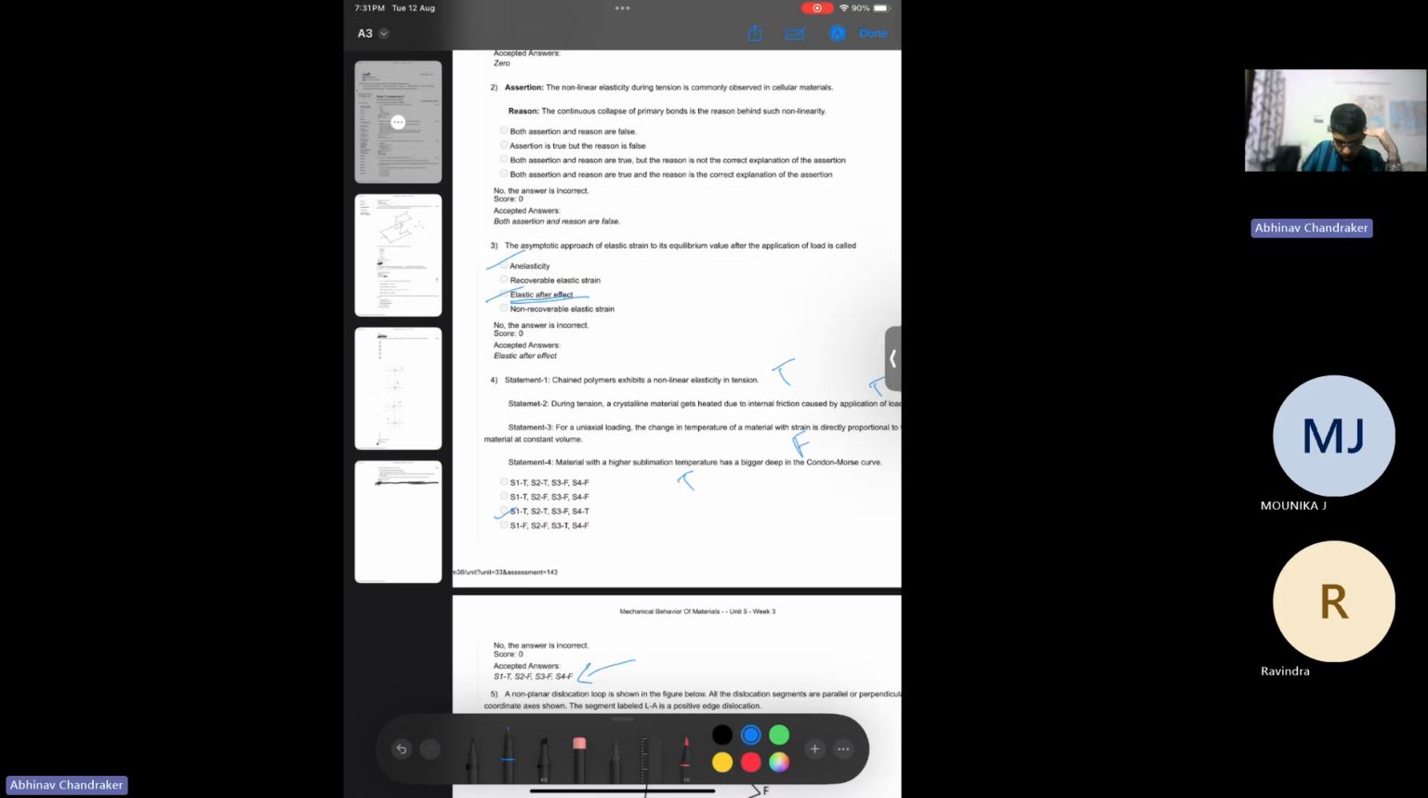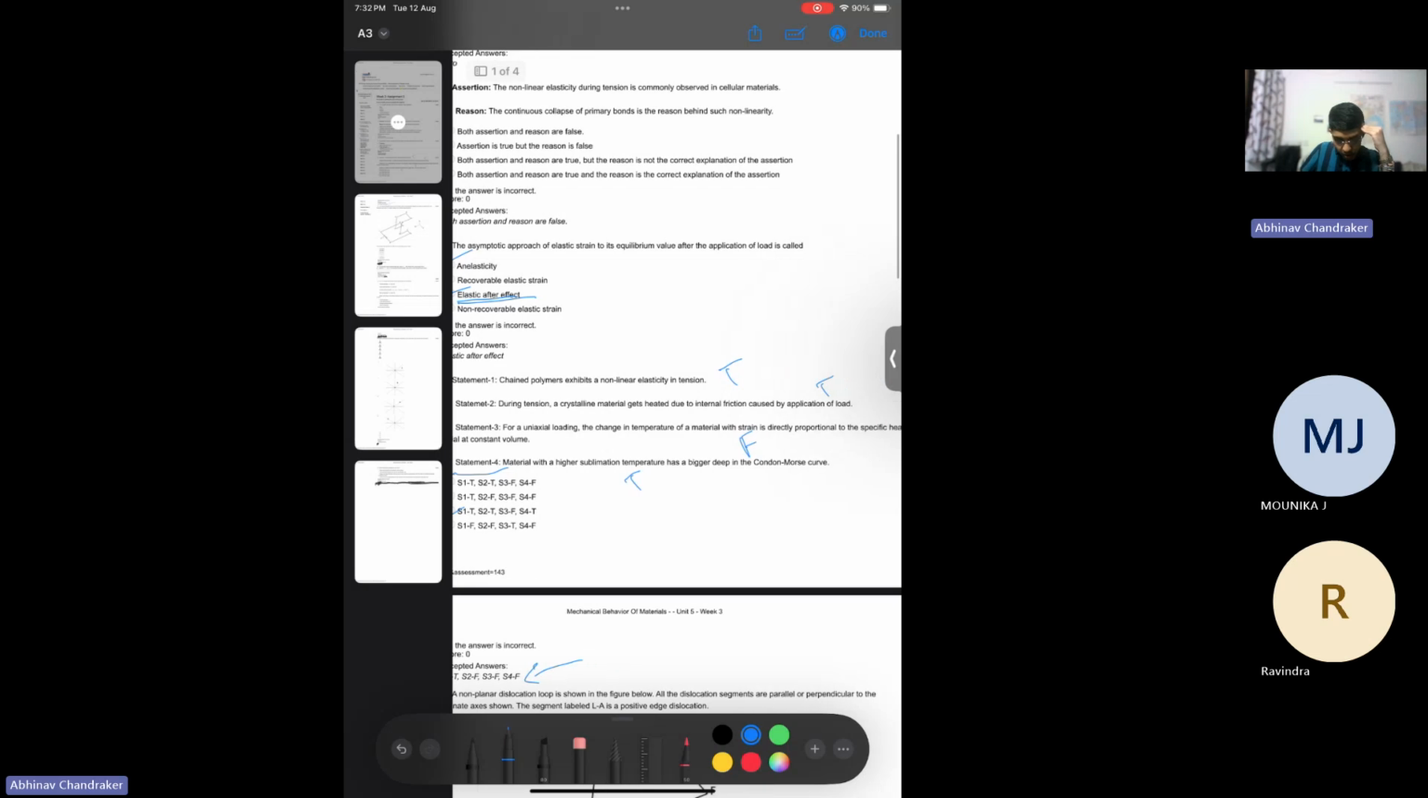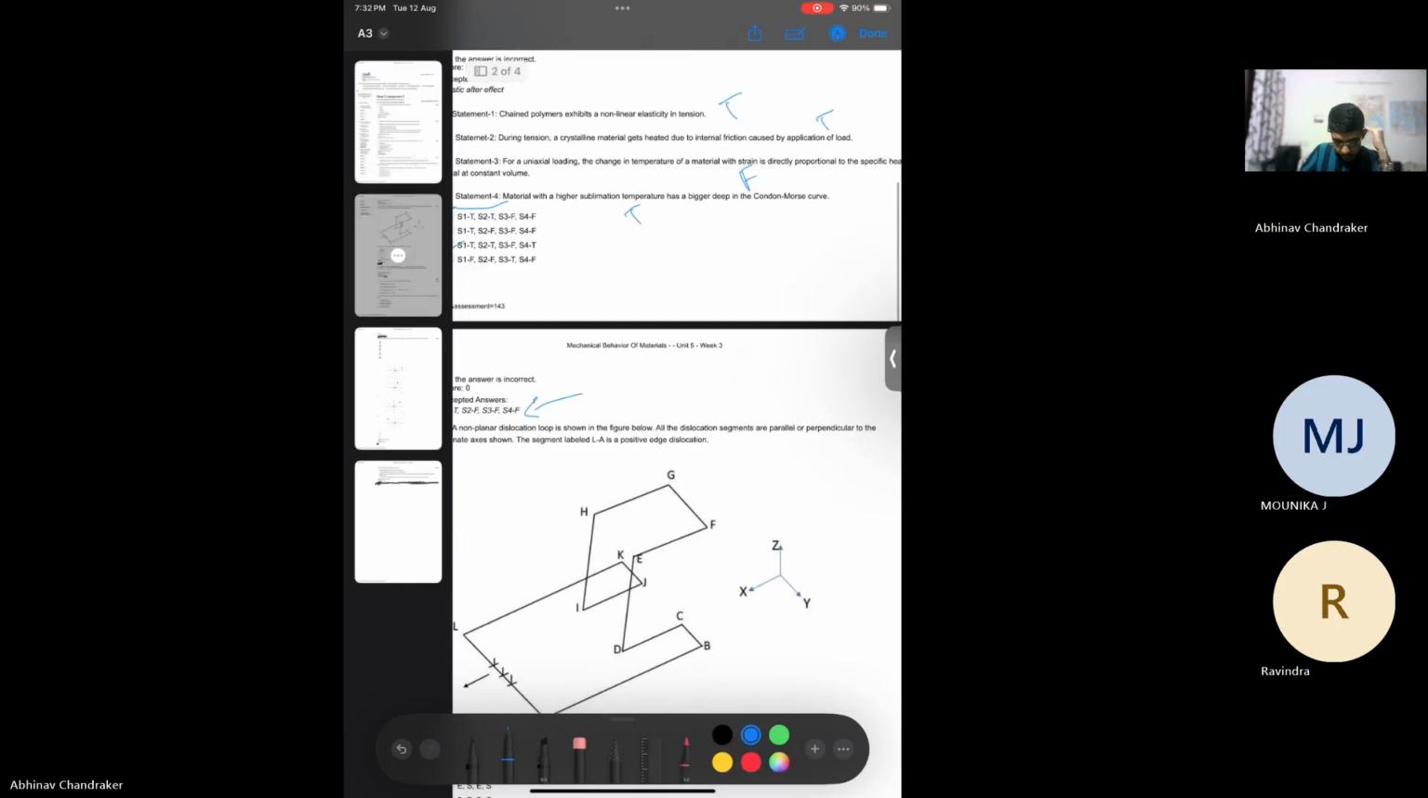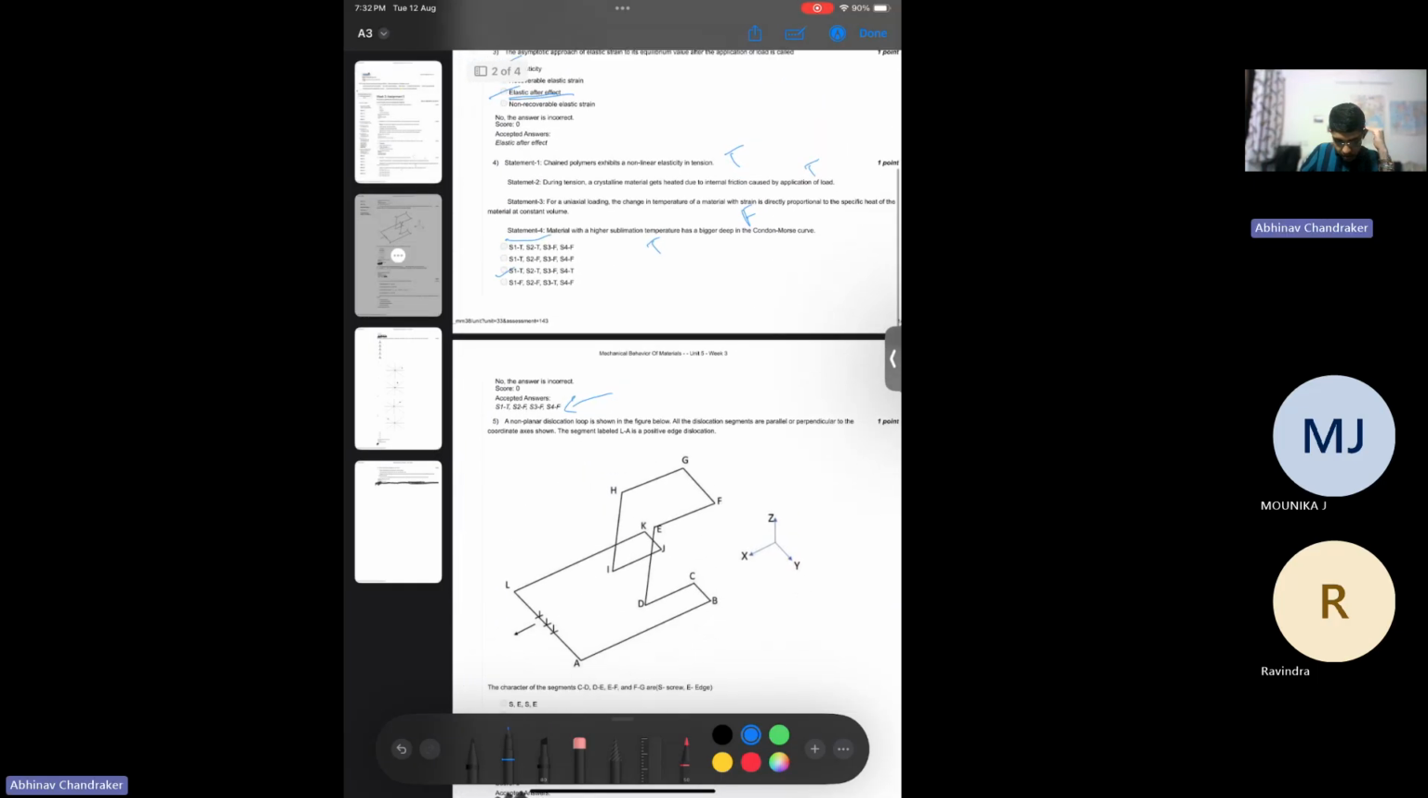Because we are sure that statement 4 has to be true, because a deeper well will correspond to higher bond energy and higher sublimation temperatures. And statement 2 will also be true because the loss in energy, or heat generation, is usually due to internal friction only. Let's move to the next question.